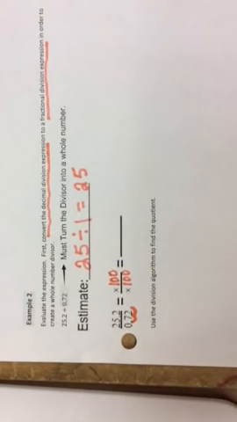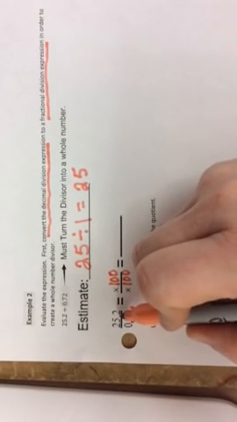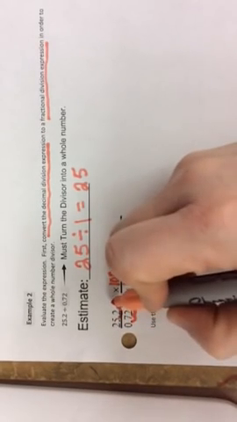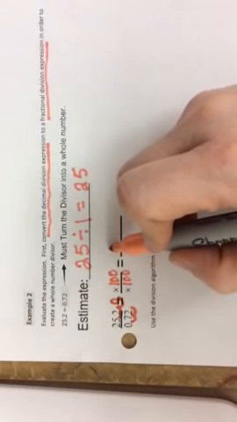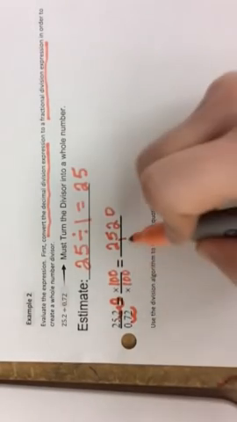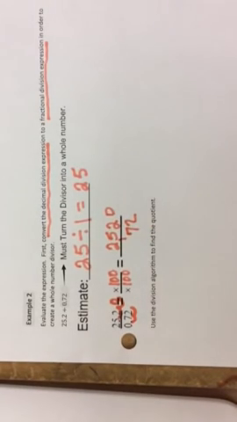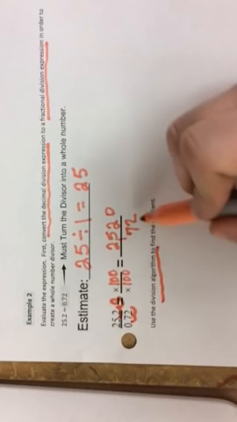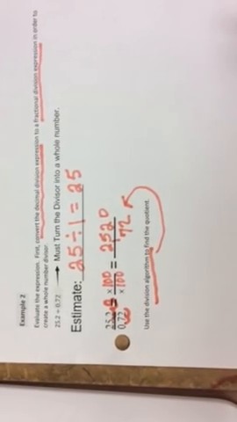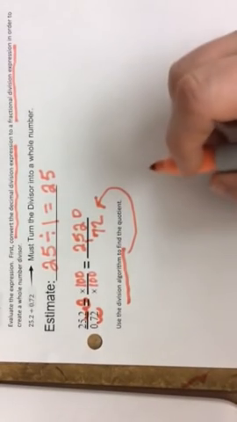But wait a minute. I have to move my decimal 2 places to the right. What happened? 1, 2. That means we have to add a 0 here. So the solution here is 2,520 over 72. Okay? Now we're going to use the division algorithm to find the quotient. But we're going to use these numbers, and we don't have to worry about the decimal. So now we're going to set up my algorithm.